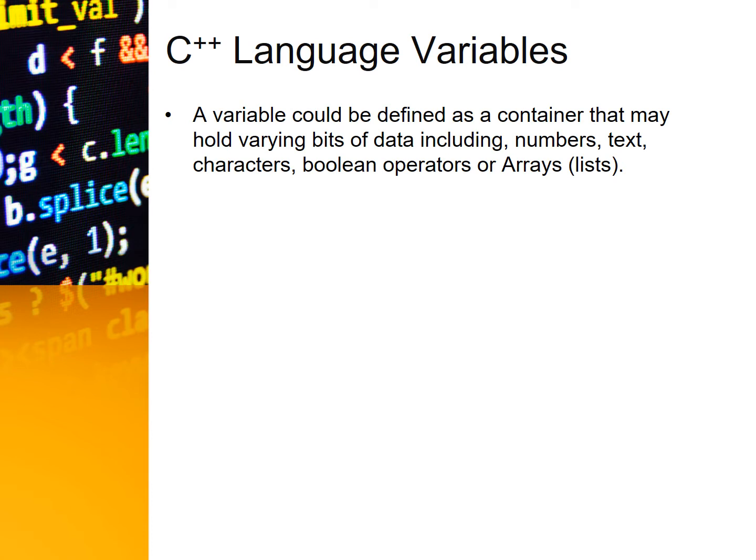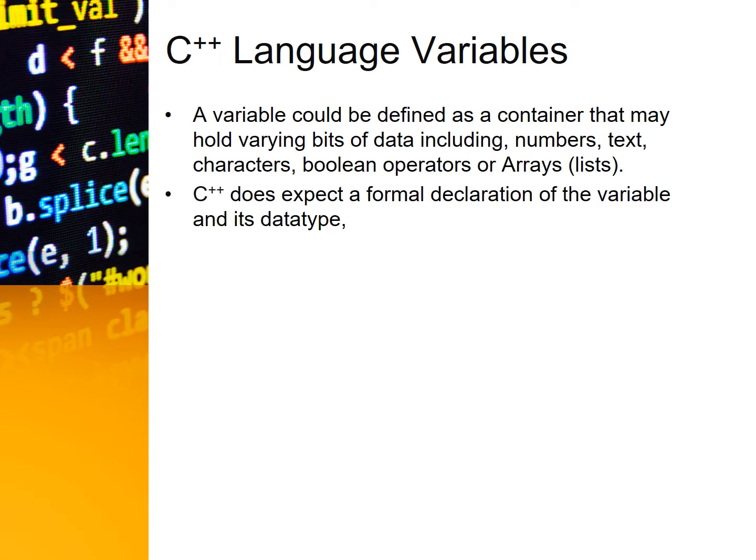Variables are containers that might hold varying bits of data. That might be numbers, text, characters, Boolean operators, which are true and false, or arrays, which are lists of any of these variables. C++ expects a formal declaration of the data type. So if you use a variable without declaring it, it will give you an error.